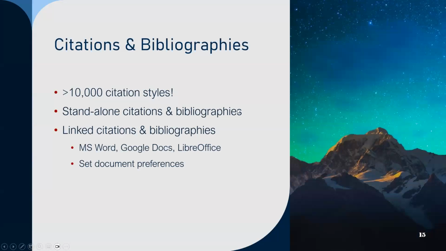Zotero supports over 10,000 citation styles, so it likely has the style you need. Zotero can also be used to create standalone citations and bibliographies. These are useful for annotated bibliographies or anytime you need a citation but haven't used Zotero to create the in-text citations. Zotero also has word processor plugins, which allow you to create citations while you're writing. These plugins exist for Microsoft Word, Google Docs, and LibreOffice. I'll demonstrate everything in Word today, but the steps are very similar in the other programs.